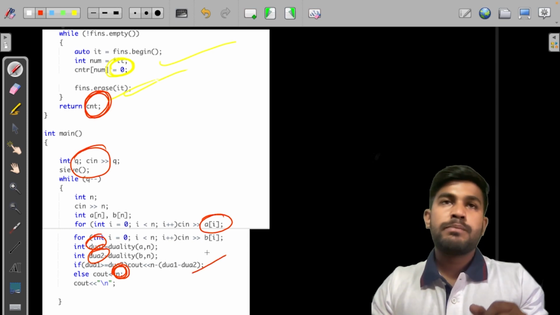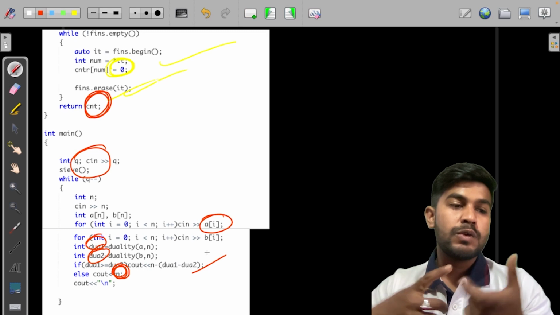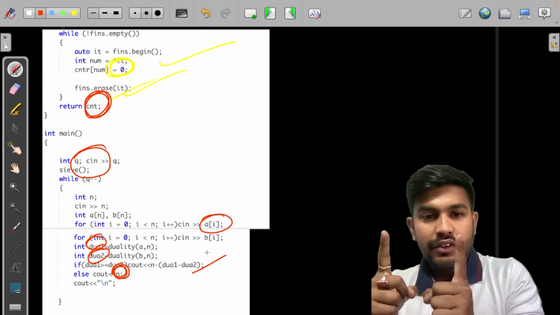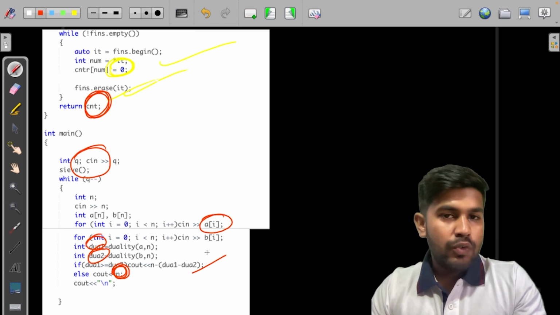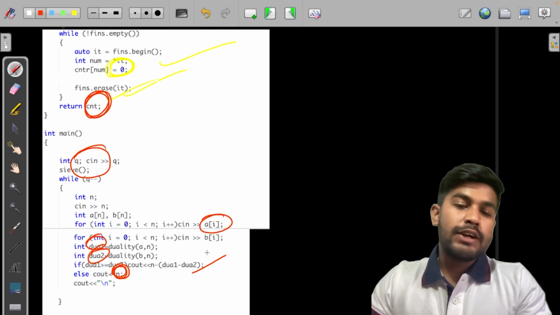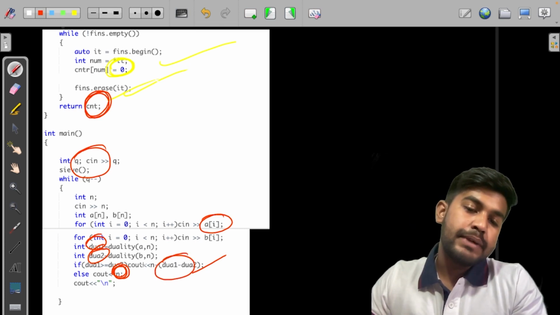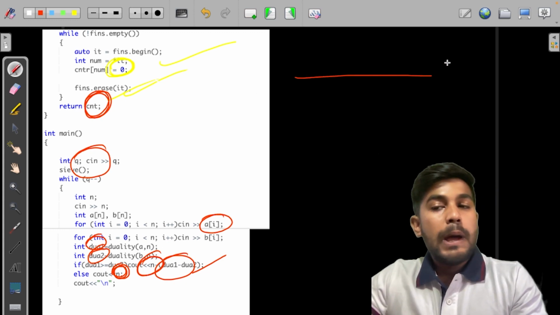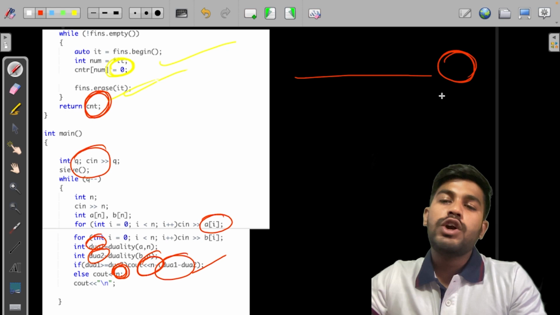Why? Because suppose the duality of A is equal to 5 and the duality of B is equal to 3. So these two values are the difference. So we need to respect those two values to make it equal. This is what we are doing. We are subtracting it from the n. So all the values would be equal, but the difference value will not be equal.